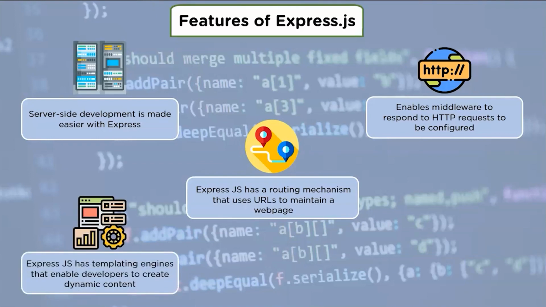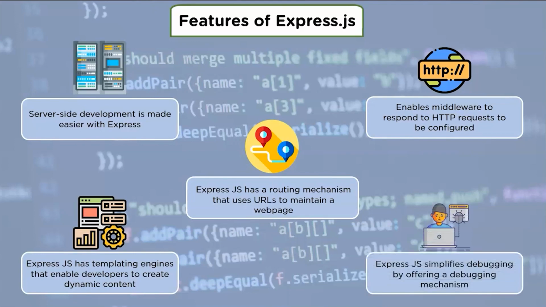Express.js has templating engines that enable developers to create dynamic content for web pages by creating HTML templates on the server. Express.js simplifies debugging by offering a debugging mechanism that can pinpoint a particular area of the web application that is causing problems.